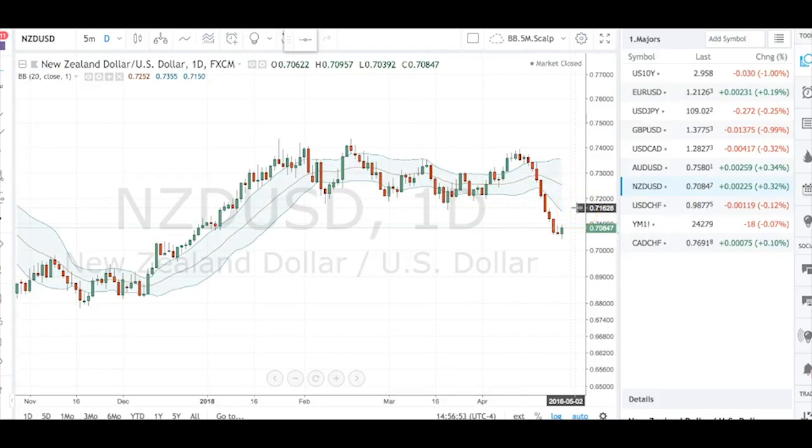So if I'm going to pick a rebound trade at the beginning of the week, I really like the Kiwi as a rebound trade. Not for much, but 50, 60 points to the upside I think is reasonable, given how oversold we are and how the 70.50 has really held for three straight days going forward.